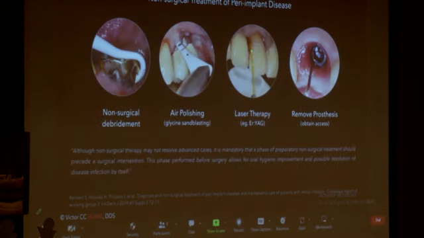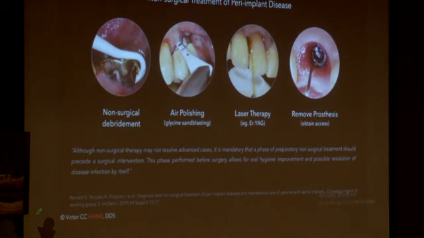For the techniques of non-surgical treatment, you could have some methods for non-surgical debridement using a plastic curette. You could do air polishing. This is also proven to be effective using glycine powder sandblasting in recent articles. Laser therapy is also recommended, just like Dr. Shiva just told us in the previous session. And first of all, you have to remove the prosthesis to obtain access to clean the implants.